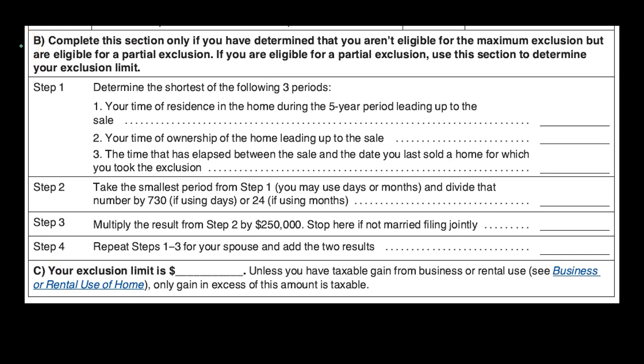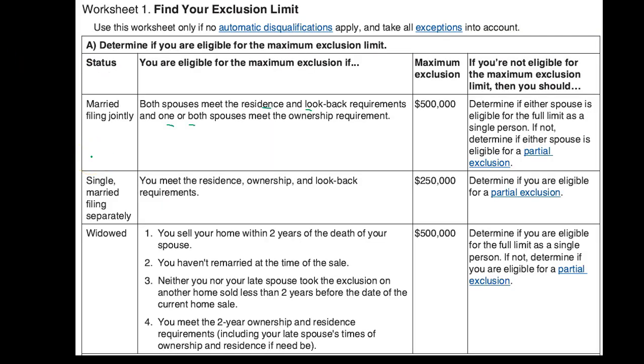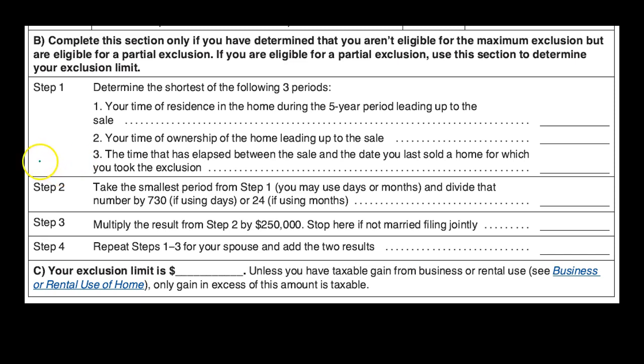And then part B says, complete this section only if you have determined that you aren't eligible for the maximum exclusion, but are eligible for a partial exclusion. If you are eligible for a partial exclusion, use this section to determine your exclusion limit. So note, if we're taking the maximum exclusion, then it is what it is. We have the maximum exclusion. Hopefully, for most cases, it's fairly cut and dry. We qualify for the maximum exclusion, or we don't, and it's pretty straightforward. If not, then we go into the partial exclusion, which is a bit more complicated to determine.